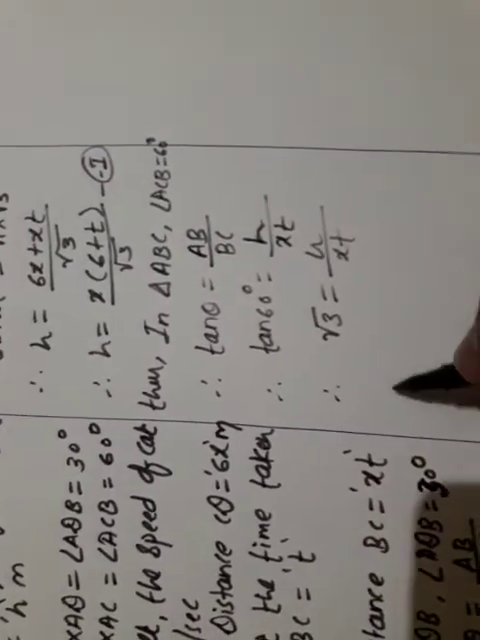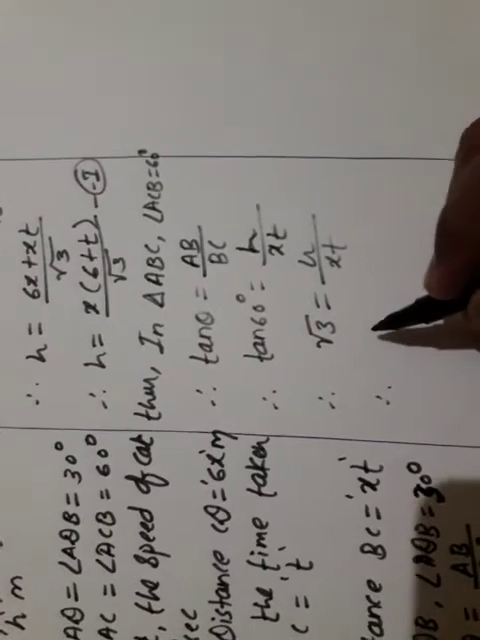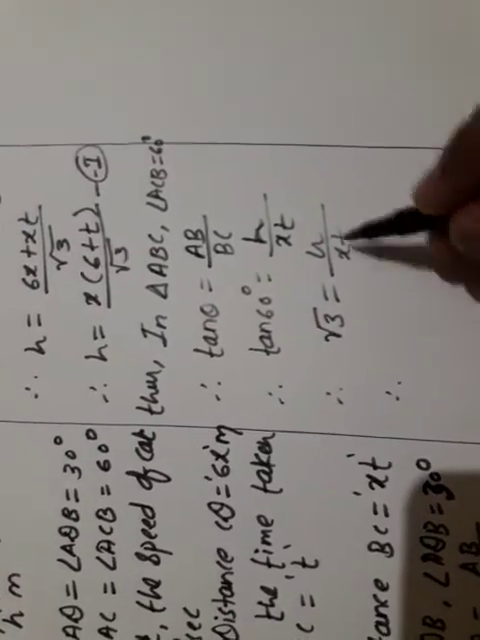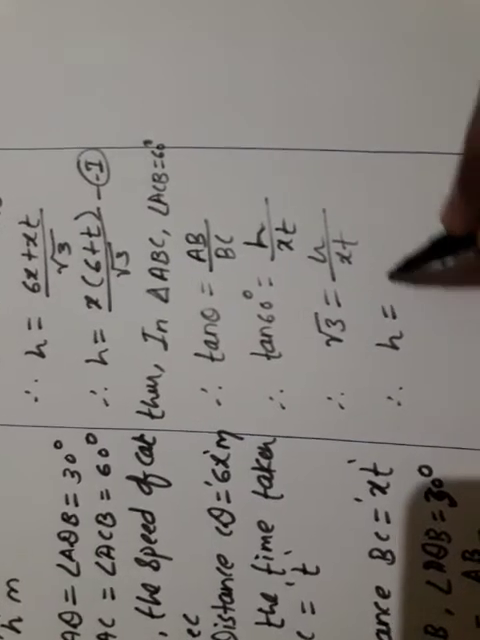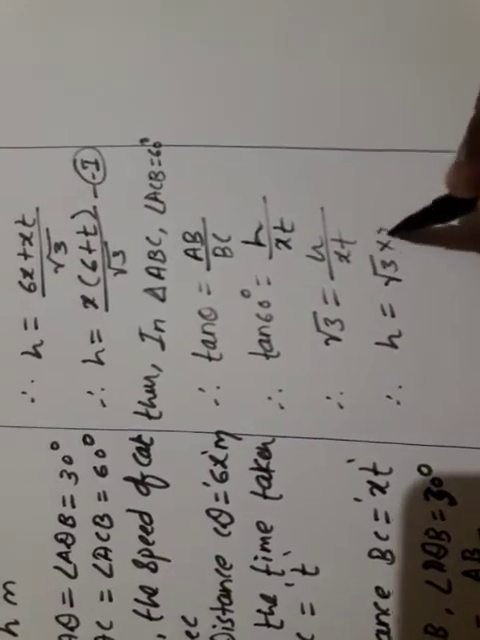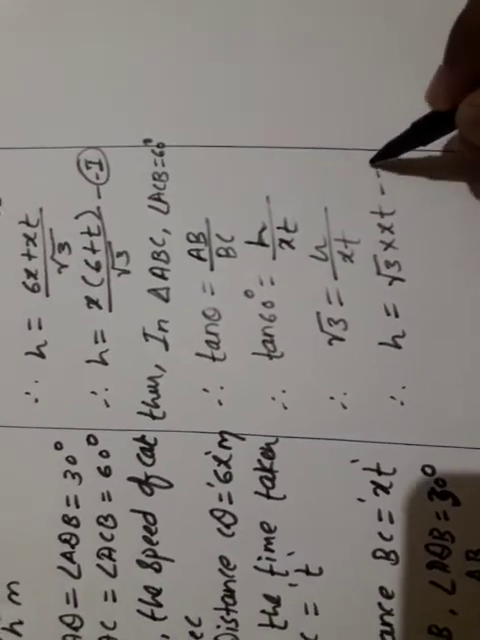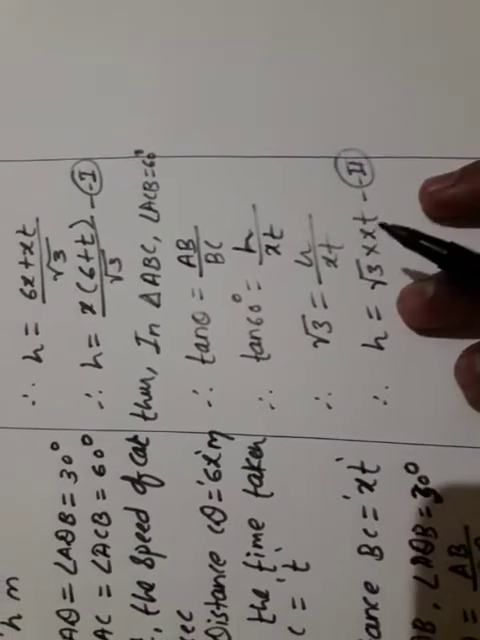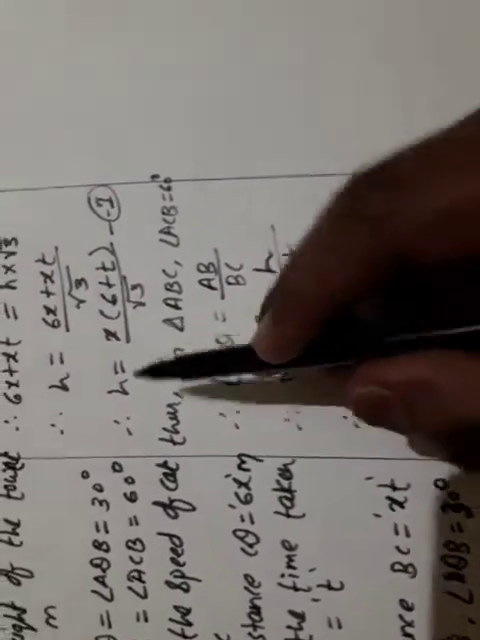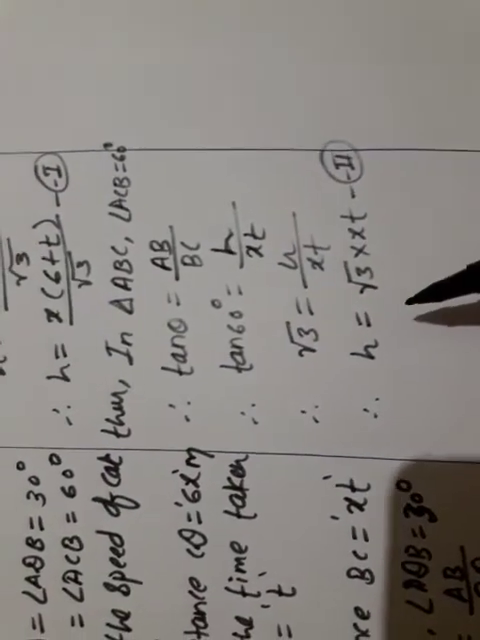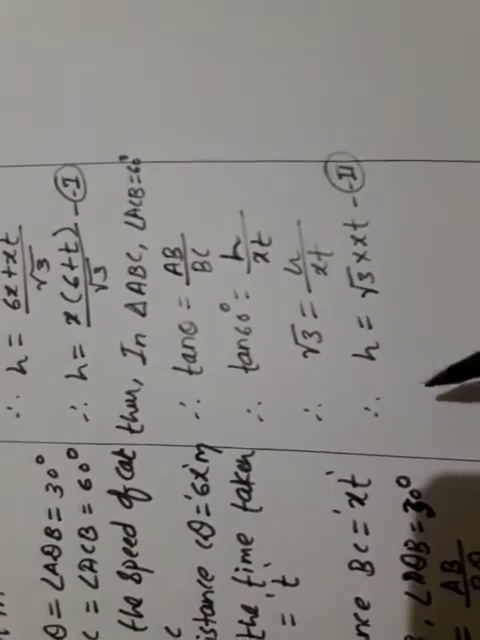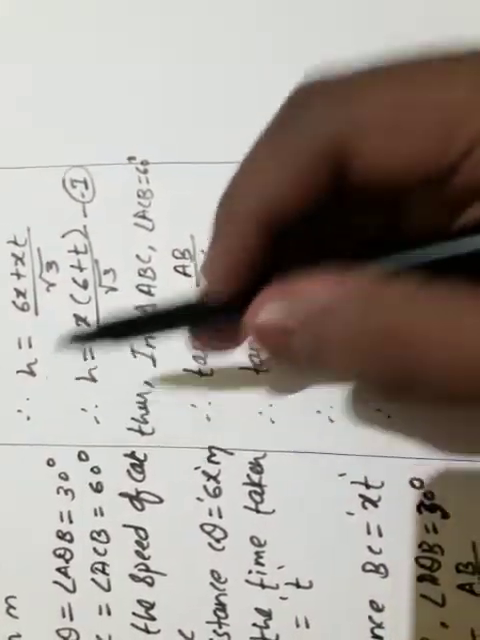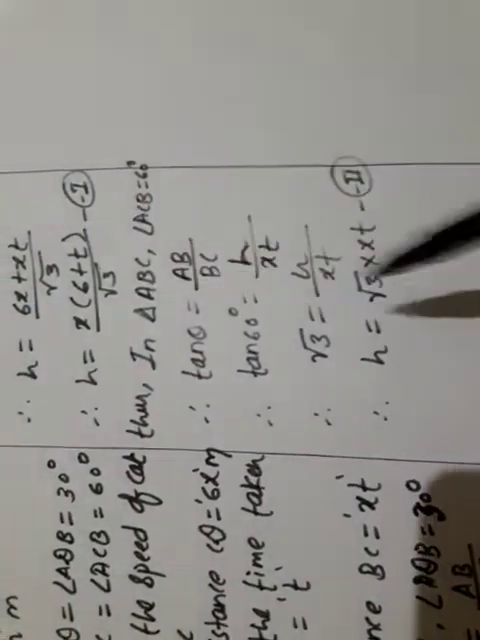Okay, we can find H here. Multiply XT into √3, what will you get? H is equal to √3 into XT. We will consider this the second equation. Got the idea now? Look here, I got H equal to this, and H equal to this. Now I will compare from equation 1 and 2. If you observe carefully, this is the value of H and here also H, so we can compare their RHS.